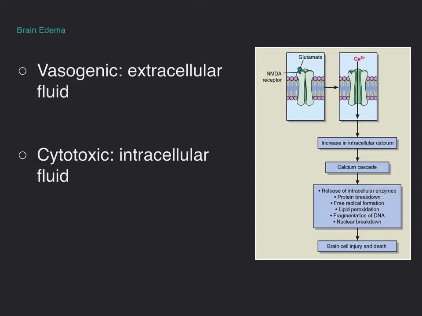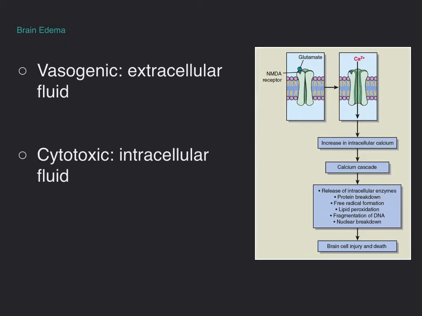When there is brain edema, we have vasogenic or extracellular fluid being present. The effects of the acute glutamate toxicity may be reversible if excess glutamate can be removed or its effects can be blocked before the full cascade progresses. The vasogenic edema occurs with conditions that impair the function of the blood-brain barrier and allows for transfer of water and protein from the vascular into the interstitial spaces.